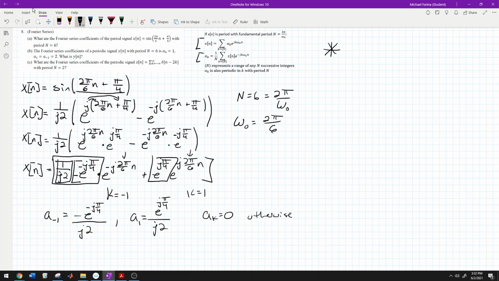And you could simplify these. You could simplify this and this, so that way you could put it all in rectangular coordinates or in polar form, but this is an acceptable answer right there. And I'll be back with part B shortly.